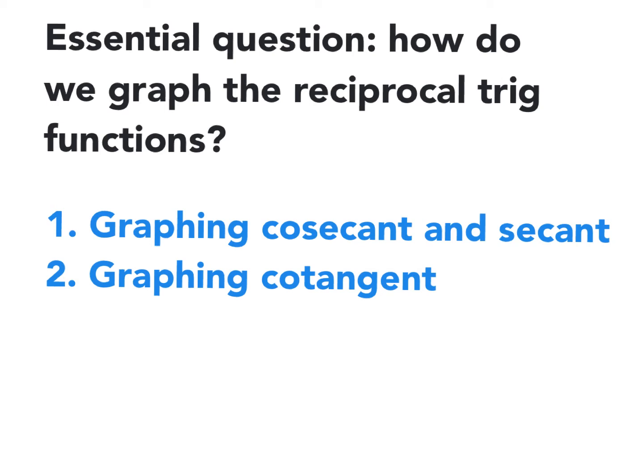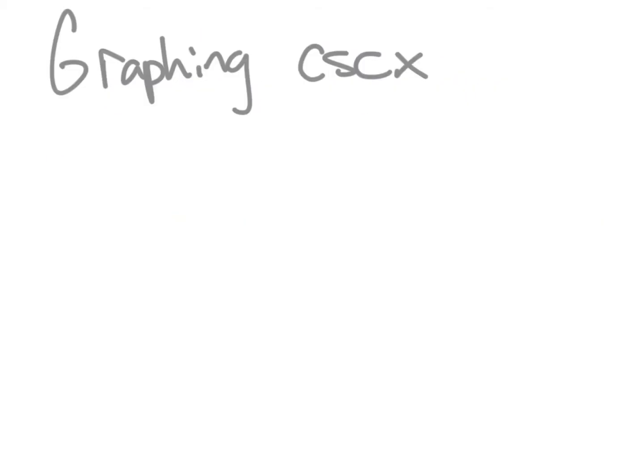Hello, in this video we're looking at how do we graph the reciprocal trig functions. So that means we're going to graph cosecant and secant and cotangent. So the first thing that we're going to look at is how do we graph cosecant x. And the best way to think about this is to remember that cosecant x is just 1 over sine x.